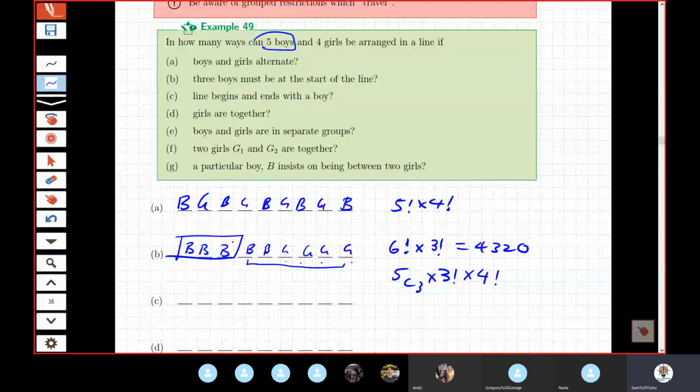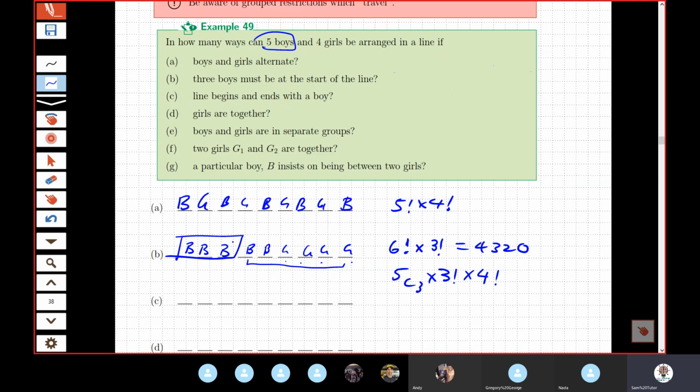But aren't you supposed to designate what three boys? Yeah, that's what I mean. You're already putting three people there. I know what you're saying. You have to choose your three out of the five. In how many ways can 5 boys and 4 girls be arranged in a line if 3 boys must be at the start of the line? So you're going to place 3 boys at the start of the line. That's what I'm trying to say.